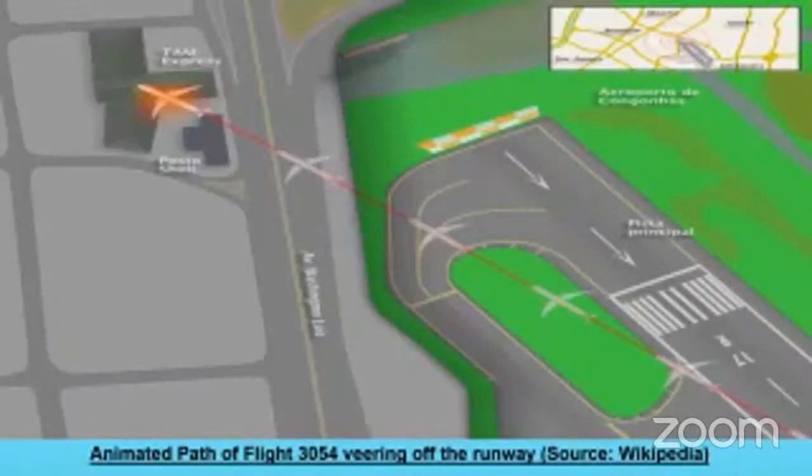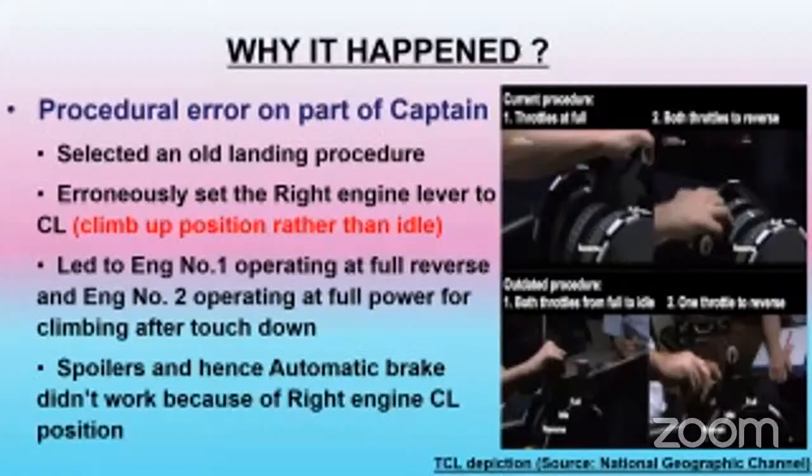This is the animated flight path. You can see it steers towards the left and eventually hits the TAM Express building. Next, sir. Over to Sania. Thank you, Dhruv.